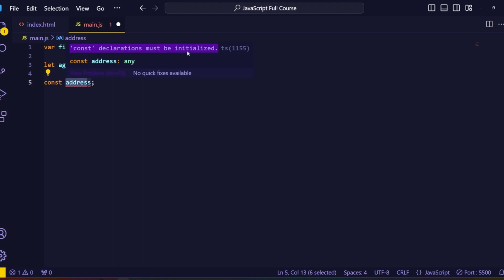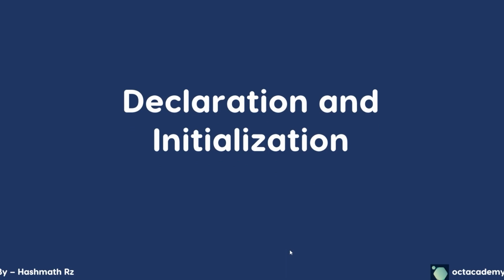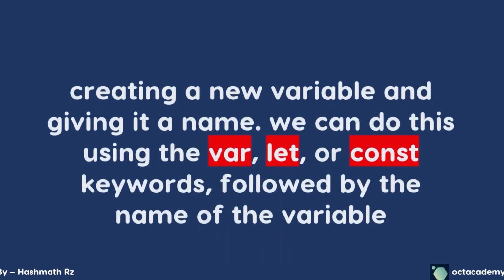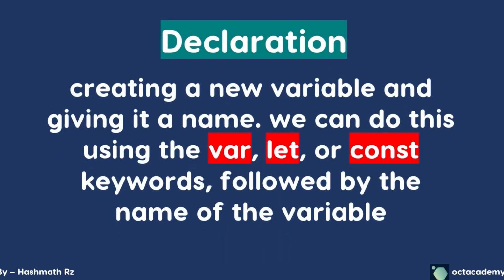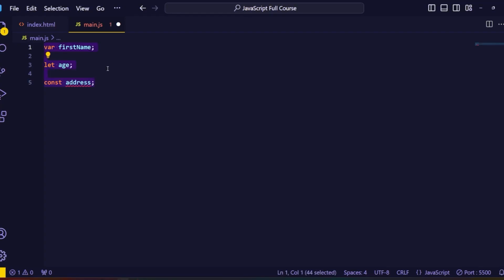So what is this error? Before we look at it, some of you may wonder what is the meaning of these declaration and initialization terms. I use these words many times, right? Declaring a variable in JavaScript means creating a new variable and giving it a name. We can do this using the var, let or const keyword followed by the name of the variable. So this is what we did before. We declare a variable here, right?